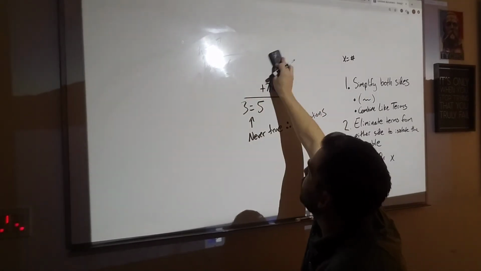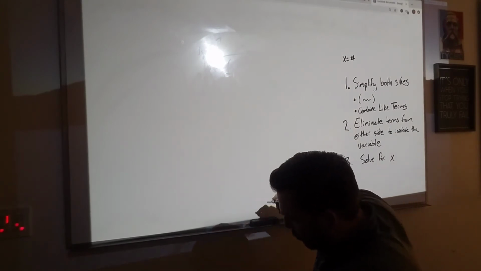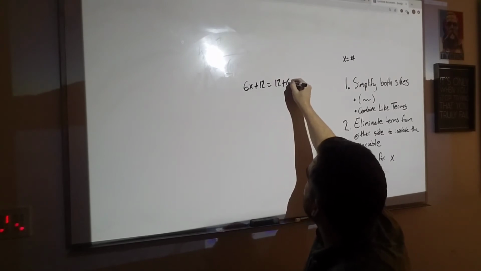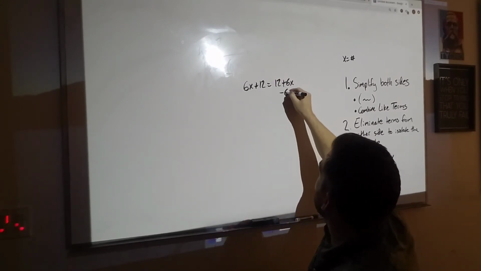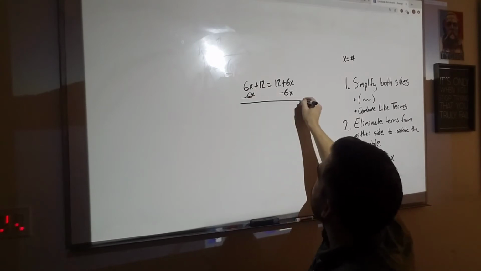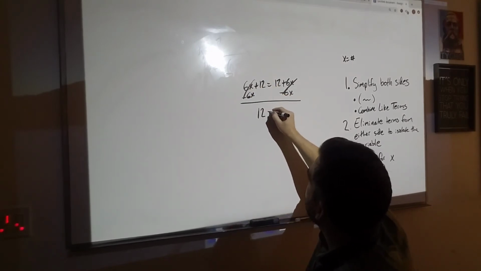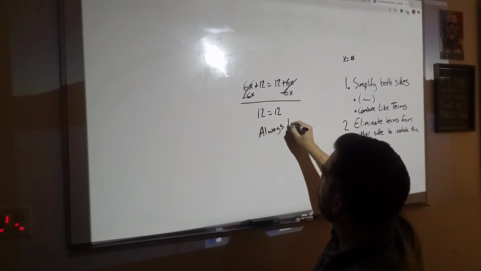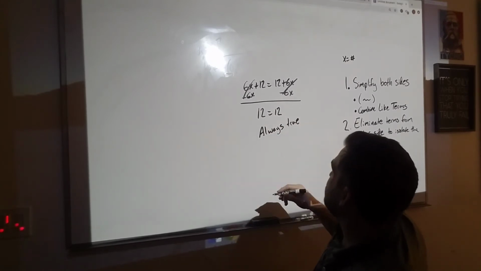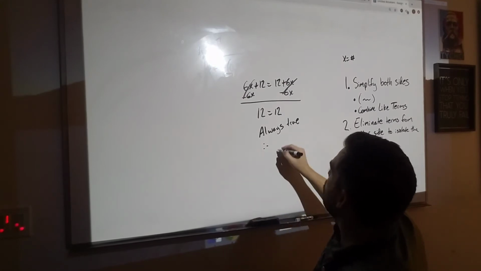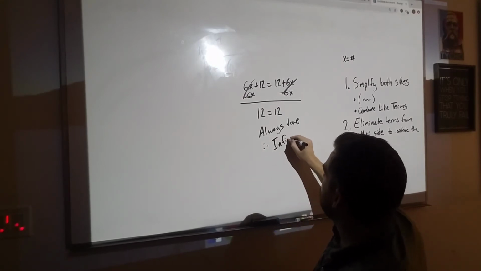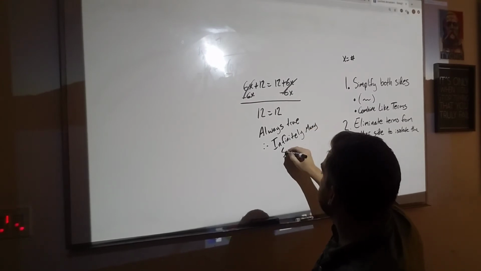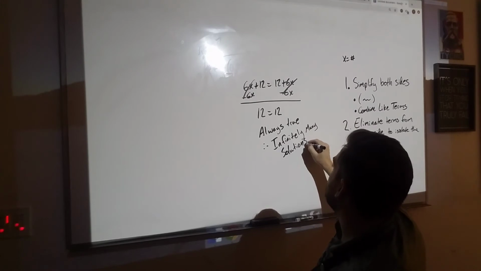Now there's one more equation here that we can take a look at. 6x plus 12 equals 12 plus 6x. If I start to do the same thing that I did before, subtract 6x from both sides, those eliminate, and I get 12 equals 12. This is always true. Now, if you end up with a statement that is always true, there are infinitely many solutions. Which is just a fancy way of saying that x can be anything.